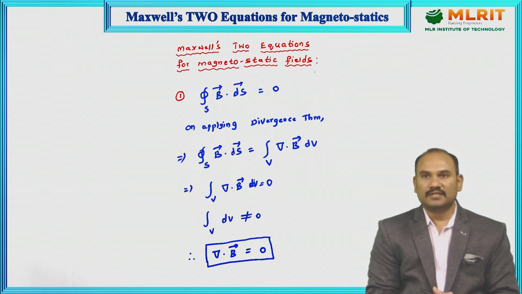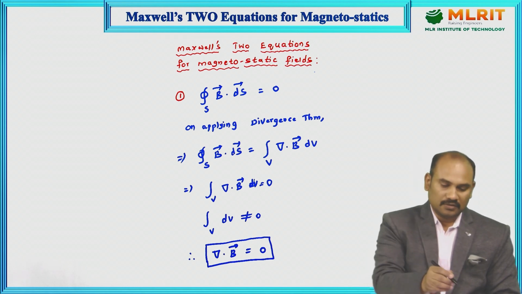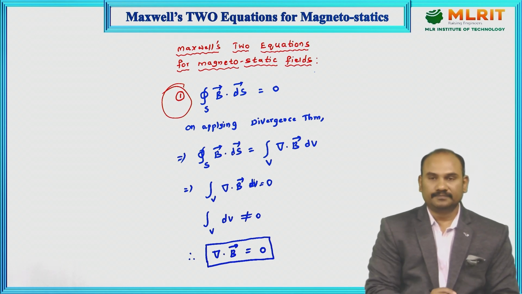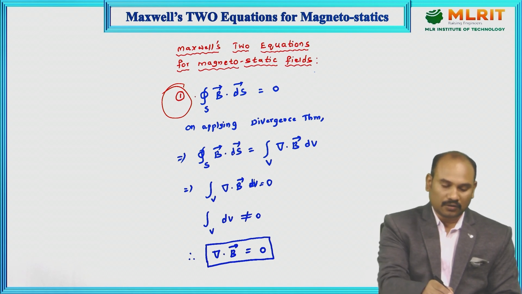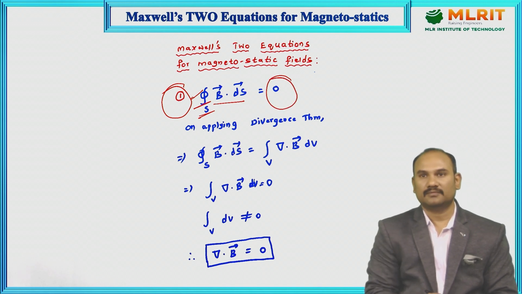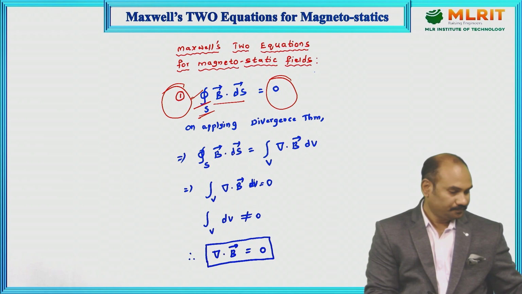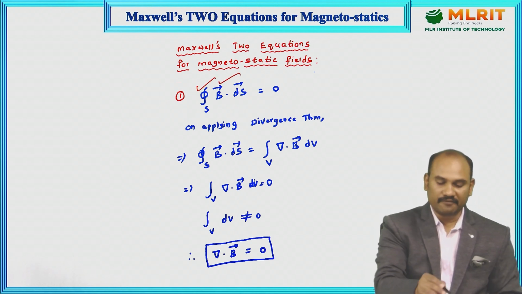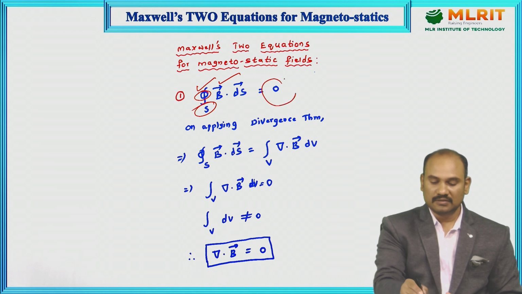Now, the first topic is Maxwell's two equations for magnetostatic fields. Starting with the first one, we know the closed surface integral of magnetic flux density is 0. Mathematically 0 means it does not exist. What does not exist? The integral of magnetic flux density over a closed surface is 0.